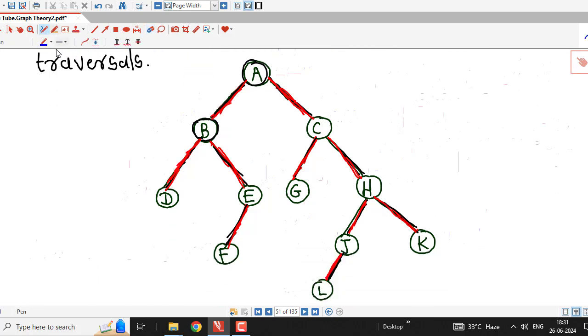So for that I am considering this type of arrows here. I am considering 3 arrows for each node. This is for pre-order, this is for in-order and this is for post-order. So I will explain you why I am considering this type of lines here for every node. That will help us to write down these traversals for this tree.